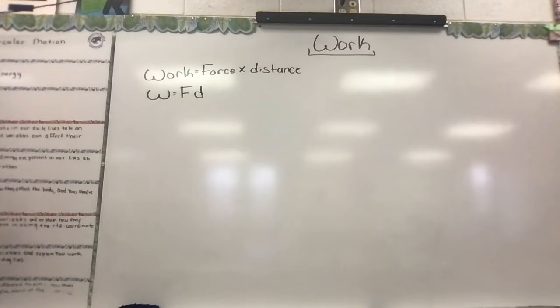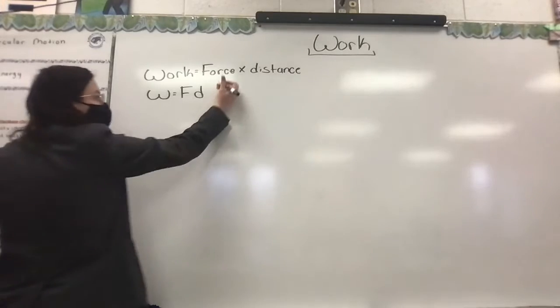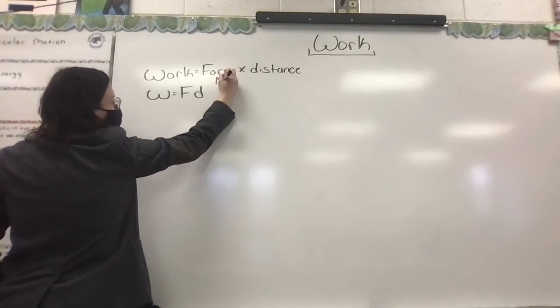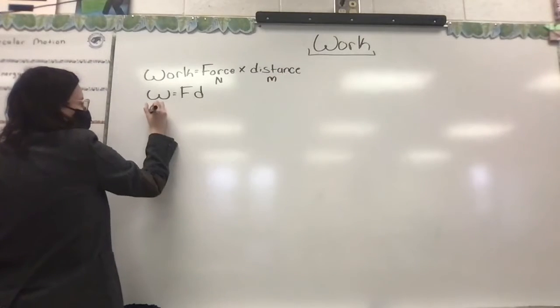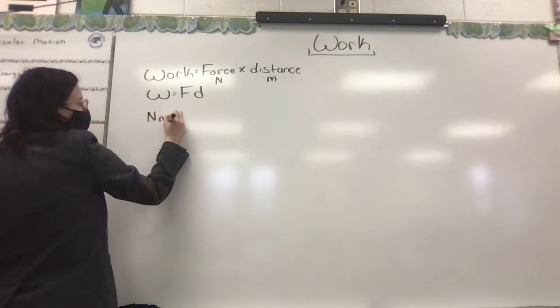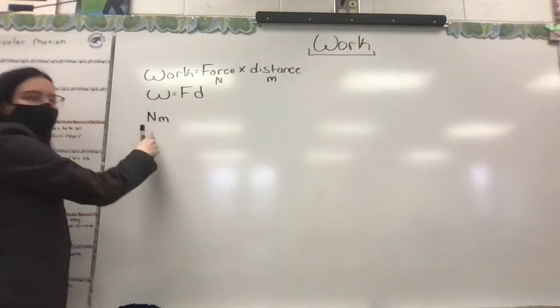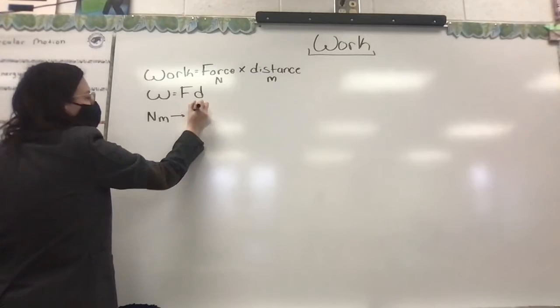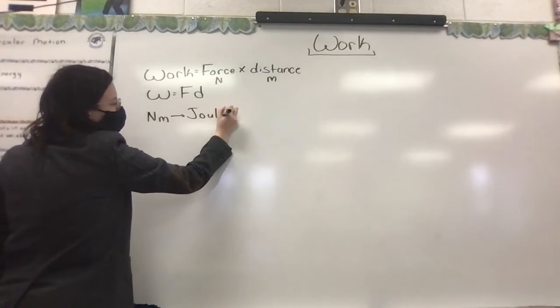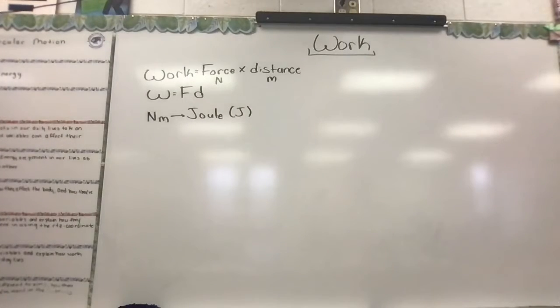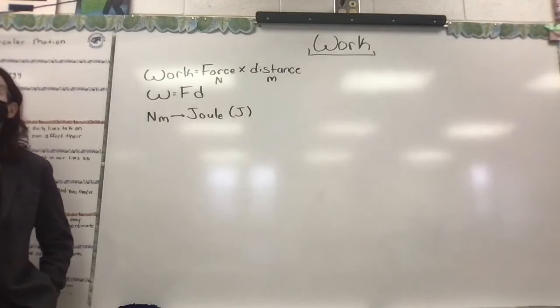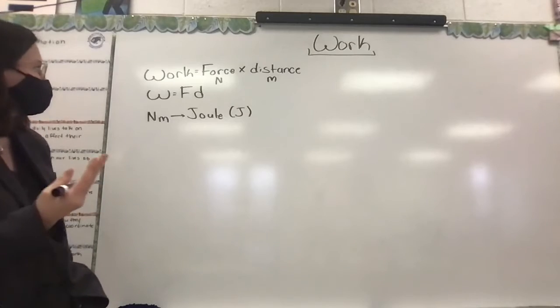Now, let's think about what the units might be for work. What are the units for force? Newtons. What are the units for distance? Meters. So what do you get when you put newtons and meters together? Newton meters. Okay. However, what we call Newton meters is a joule, which we just represent with an uppercase J. So our unit for work is joules. They put in so many joules of work. Okay?